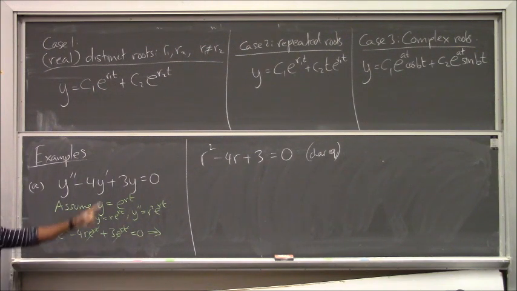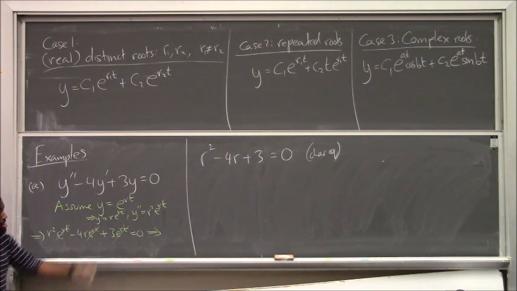Plugging that in, I obtain this. And again, the other part to that question is that the existence and uniqueness is going to say it doesn't matter. We'll get there. Ultimately, you get here. Now, in practice, you don't need to write this down. You can see this and immediately write that. The y double prime turns into an r squared, the y prime turns into an r, we just ignore the y, and create that quadratic. It's going to be called the characteristic equation.